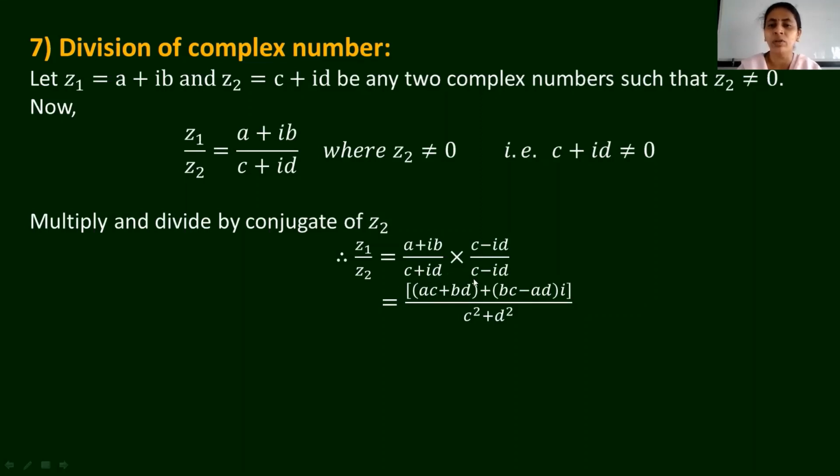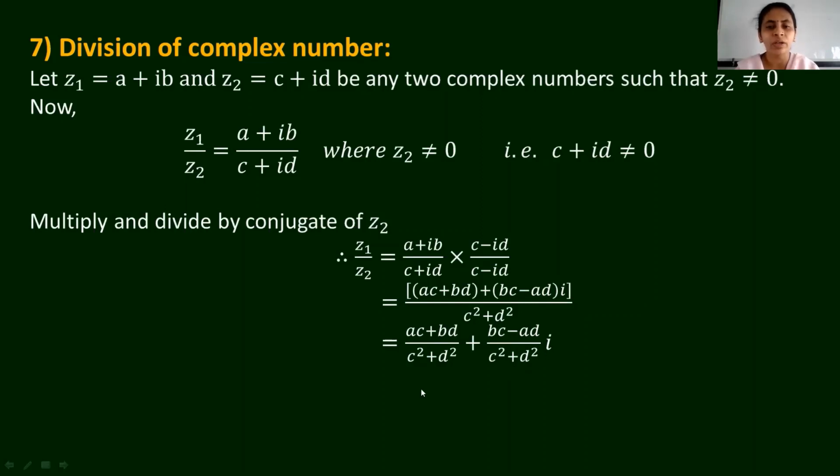Now here we have used the formula (a plus b) into (a minus b) is a square minus b square. So here we get c square minus i square d square. And now i square is equal to -1, so that minus becomes plus, and we get c square plus d square. So finally, by separating real and imaginary parts of the division, we get ac plus bd upon c square plus d square plus bc minus ad upon c square plus d square into i.